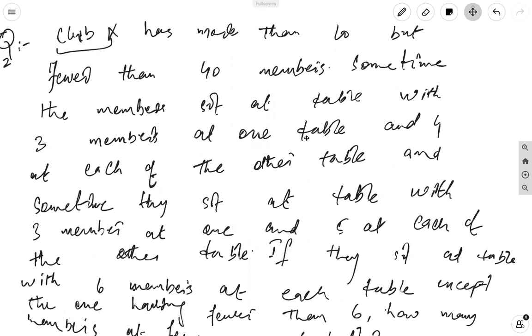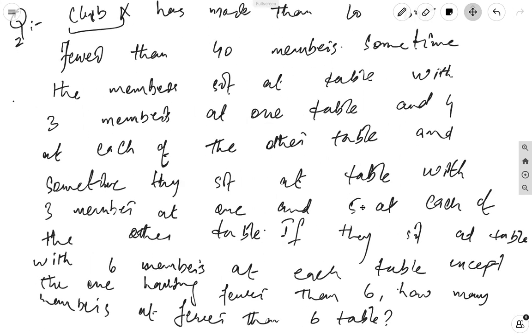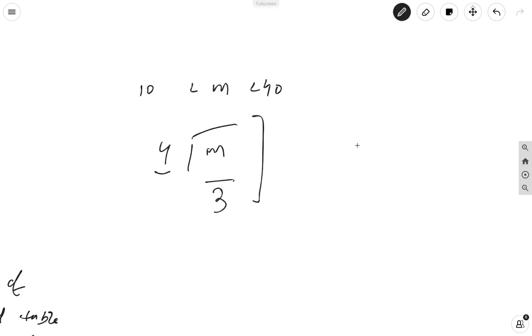Likewise, the question said afterward that, okay, so where were we? Again, 5 at each of the other and 3 members at one, right? Now, if they said 5 at each of the other and 3 members at one, let this quotient be A and the quotient be B, right?